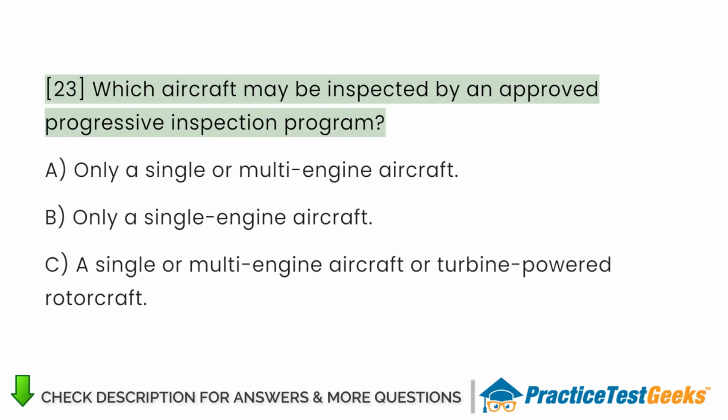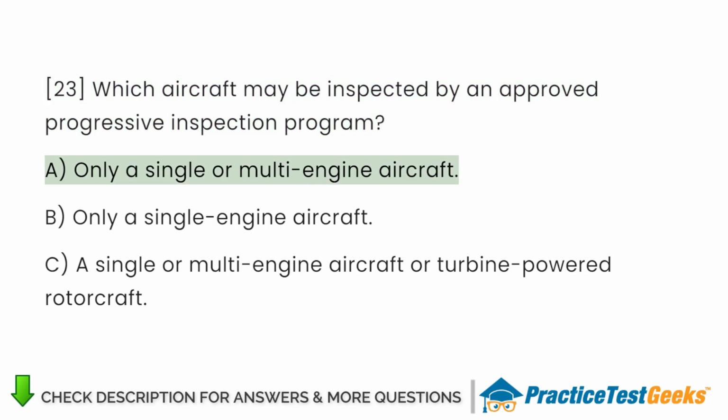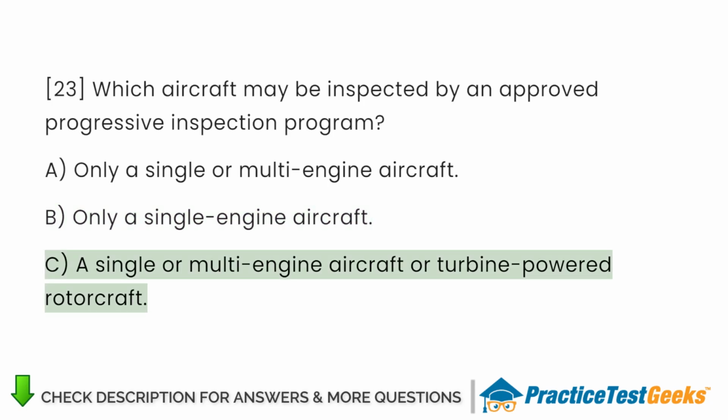Which aircraft may be inspected by an approved progressive inspection program? A. Only a single or multi-engine aircraft. B. Only a single-engine aircraft. C. A single or multi-engine aircraft or turbine-powered rotorcraft.